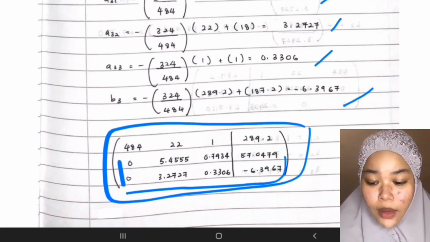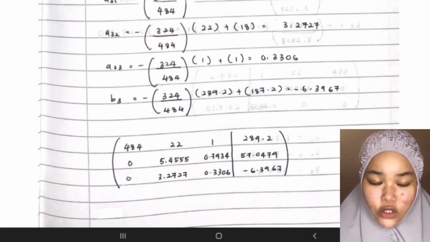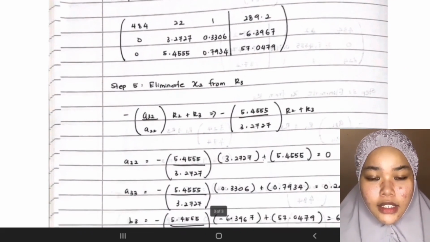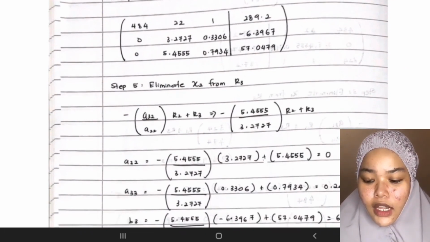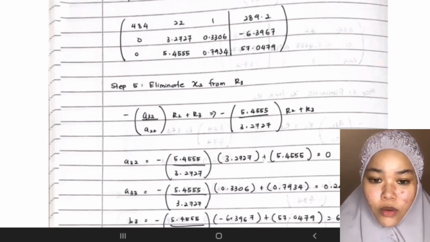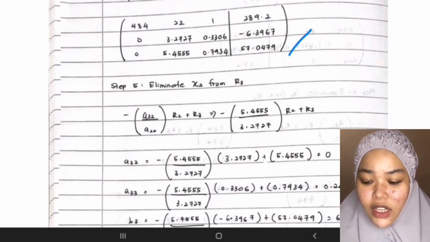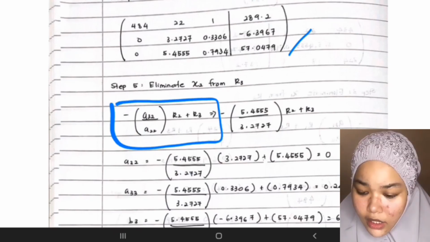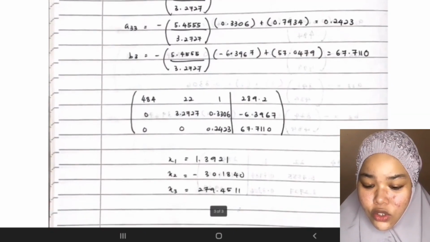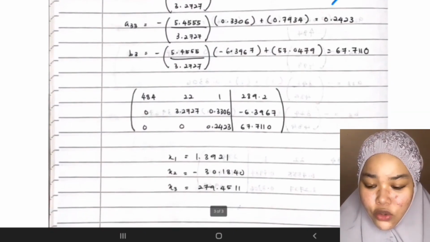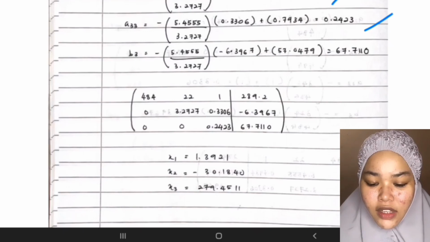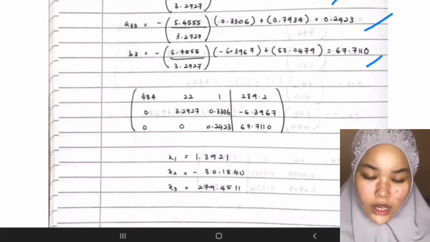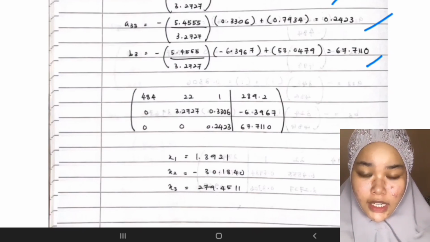And then we need to swap R2 and R3, which means R3 will be at R2 and R2 will be at R3. Then we need to eliminate x2 from R3 using the formula negative A32 over A22 R2 plus R3. So A32 we got 0, A33 we got 0.2423, and B3 we got 67.7110. After we got the answers for A32, A33 and B3, we need to rewrite the equation again.